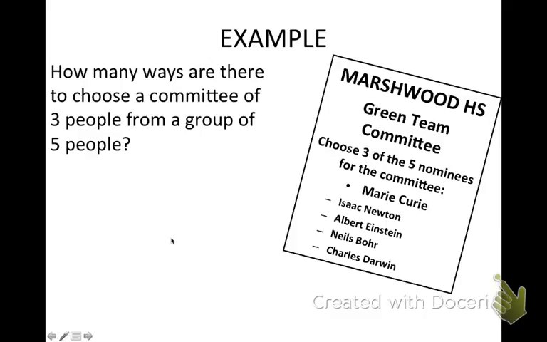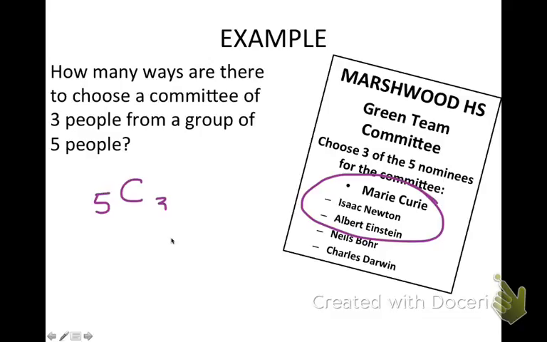So if I'm making it a committee, does it matter who gets picked first? No. Because if I just circled these 3 people because they were the first, would it matter if I did Albert Einstein, then Isaac Newton, and then Marie Curie, or the other way? No, it does not matter because I'm just picking a committee. So this would be what? Notation.